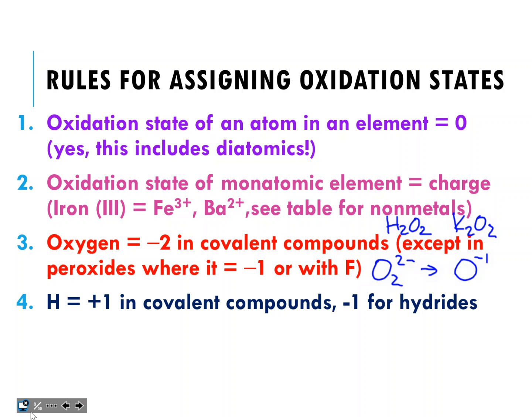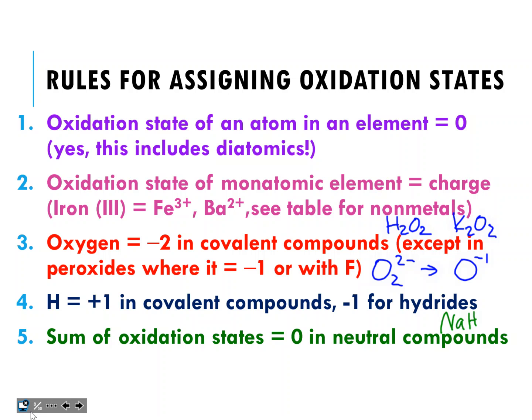Hydrogen is pretty much going to be +1. There's a rare occasion when it's in a hydride, which we don't really use anyways. What does a hydride look like? A hydride would be like NaH, that would be sodium hydride. In that case, sodium gets the +1 and the hydrogen would take on the -1.